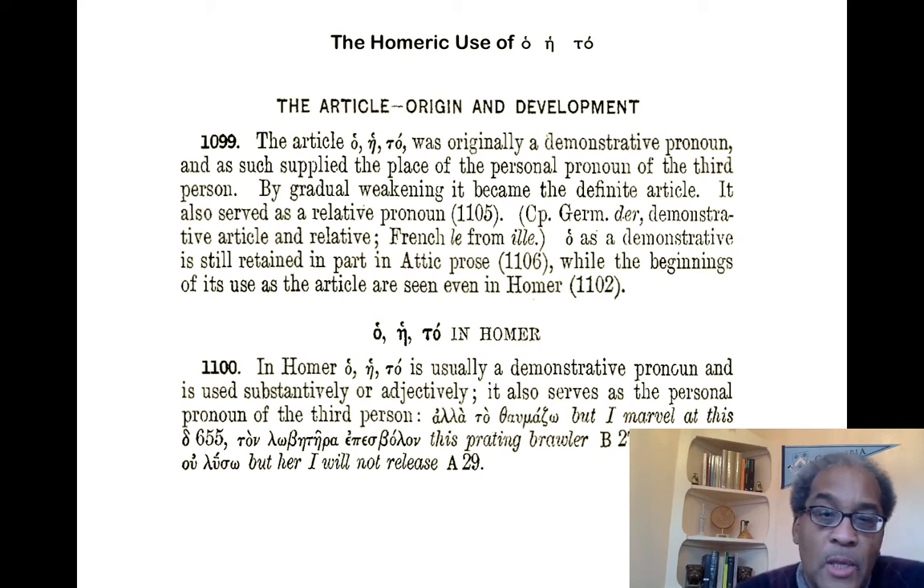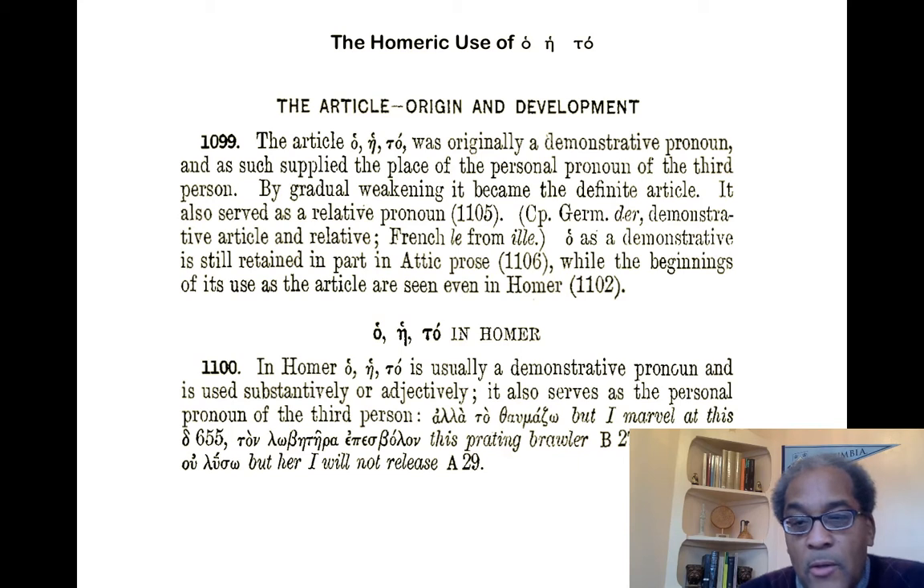So more specifically, reading at Smyth 1100, he says, in Homer, ho, hē, tó is usually a demonstrative pronoun and is used substantively as a noun or adjectively to modify a noun. It also serves as the personal pronoun of the third person. So, allà tò thaumázō, but I marvel at this. Tó here is simply the accusative, singular, neuter, demonstrative pronoun.